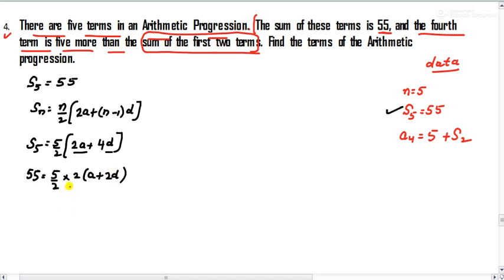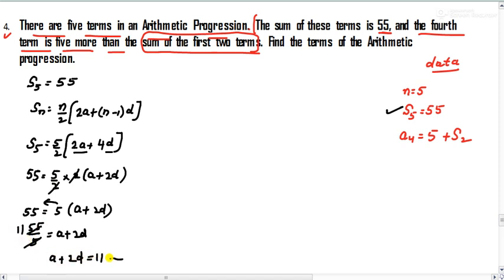Any doubt? The 2 will get cancelled. You get 55 equals 5 into a plus 2d. Now transfer this to the LHS. This becomes 55 by 5, which is equal to a plus 2d. So 5 elevens, 11. So we have the first equation: a plus 2d is equal to 11. Yes, this is our first equation.